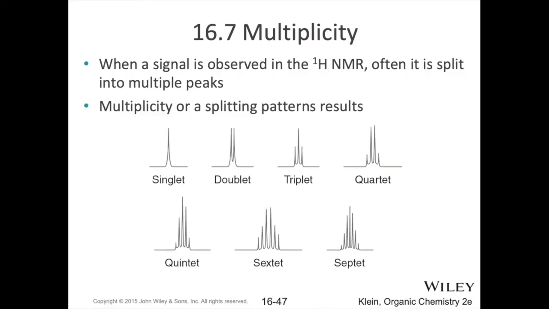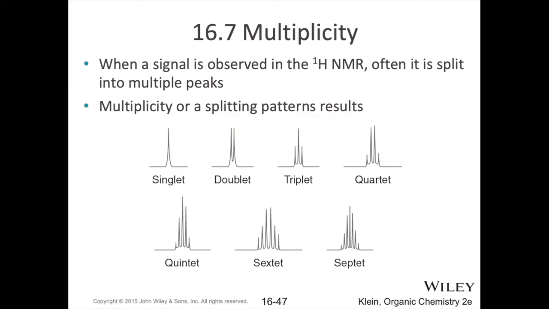What sort of splitting patterns do we observe in our signals, and what does that tell us about the nearby protons? If you see a splitting pattern in your peak, that lets you know that there is another proton or set of protons that are just a few bonds away. Probably no more than 3 bonds away from the proton you're looking at. The more equivalent protons you have nearby, the more splitting you see.